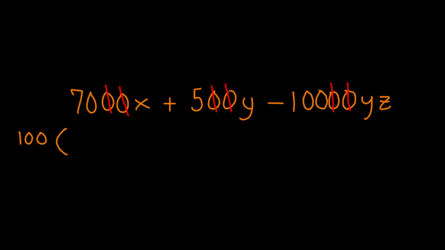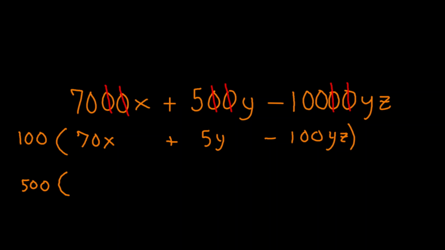So take off the 2 zeros from the first term, we get 70x, plus 5y, and then minus 100yz. Now, can they all be divided by something else? Yes, they can. They all end in 5 or 0, right? So let's go ahead and divide by 5. So let's make an open parentheses. Now, we already determined that 5 is going to be another common factor. So take that 5 that you just took out and multiply it by the 100 that you took out in the previous step. So that's going to be 500 now.